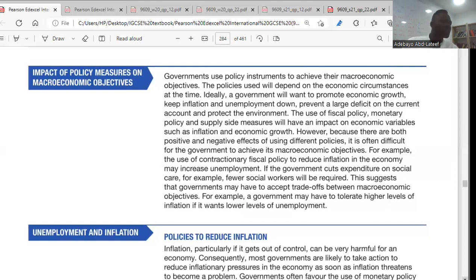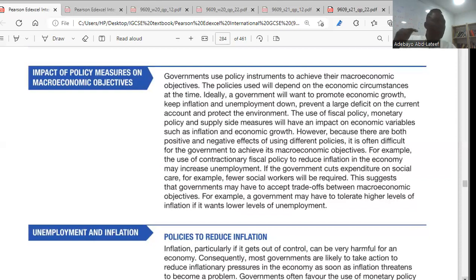So the point is this: government will come up with different macroeconomic objectives. Government wants to ensure that the economy is growing. Government wants economic growth. Government wants stability in terms of prices, which is stability in inflation. Government doesn't want an increase in inflation. Government wants unemployment to fall. So all these things are government objectives.